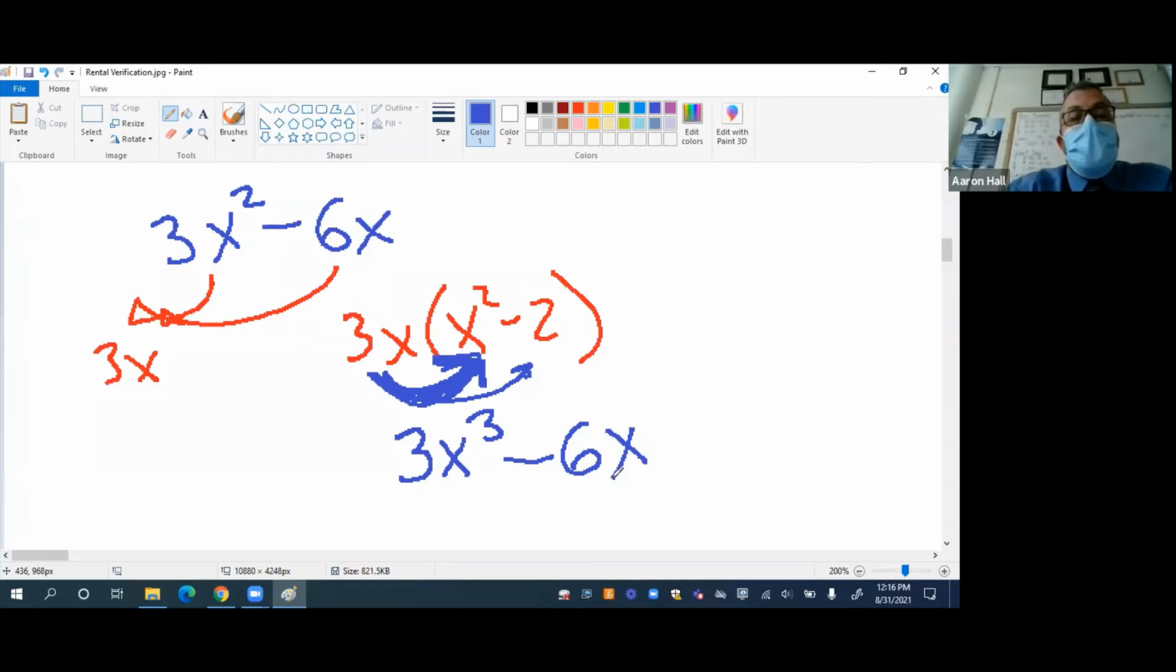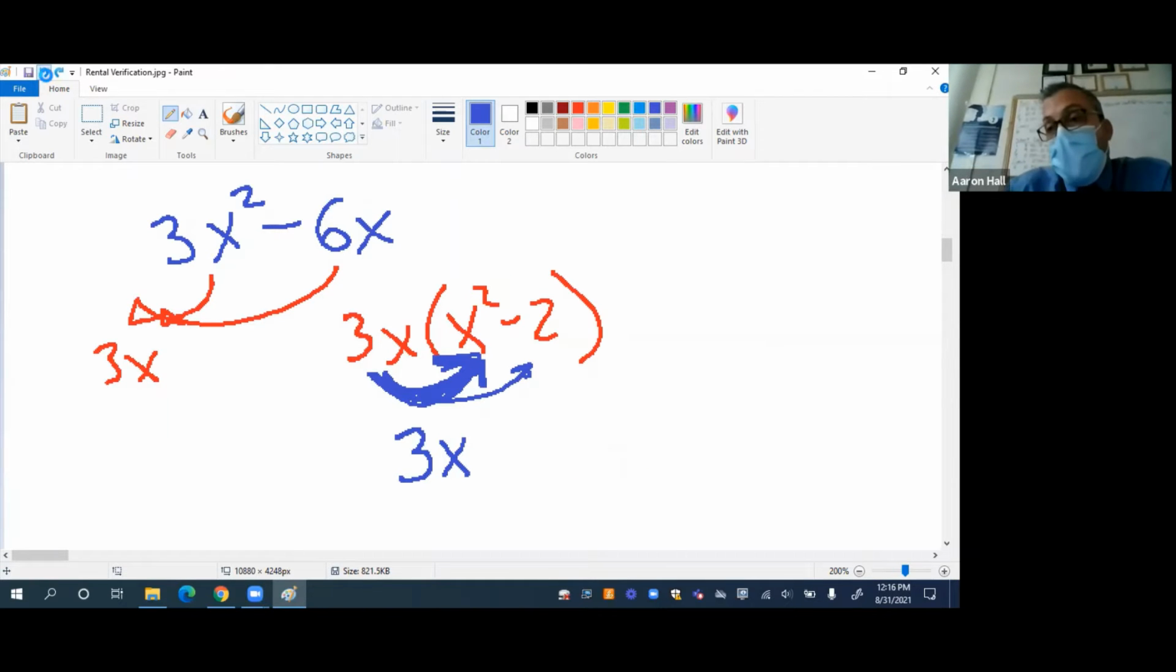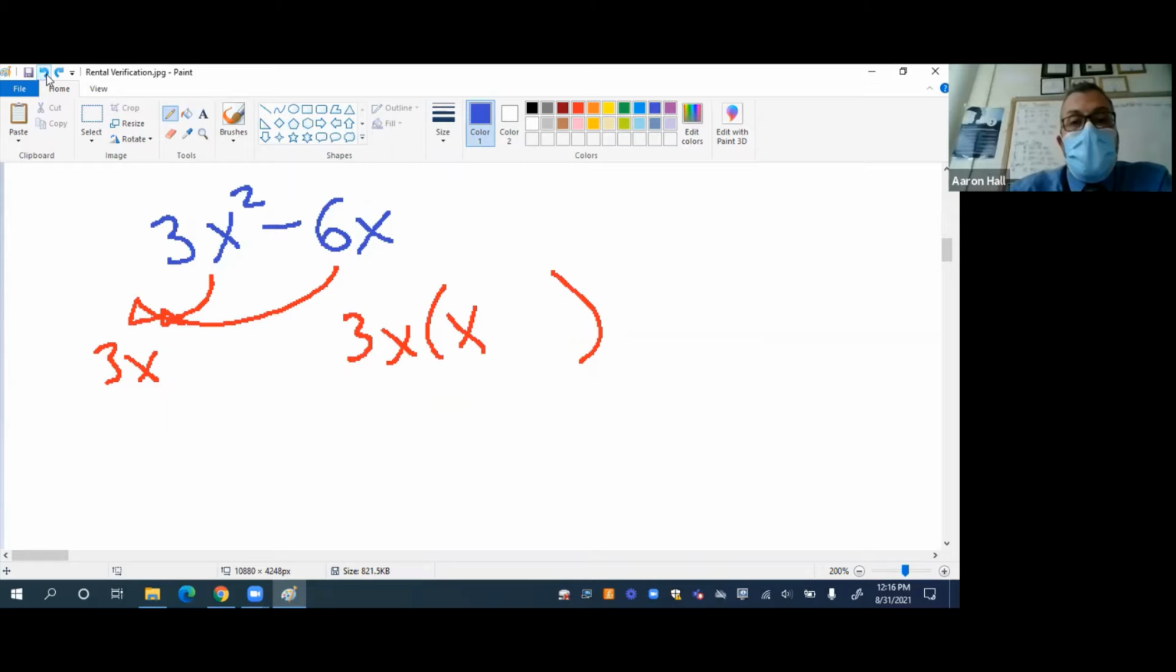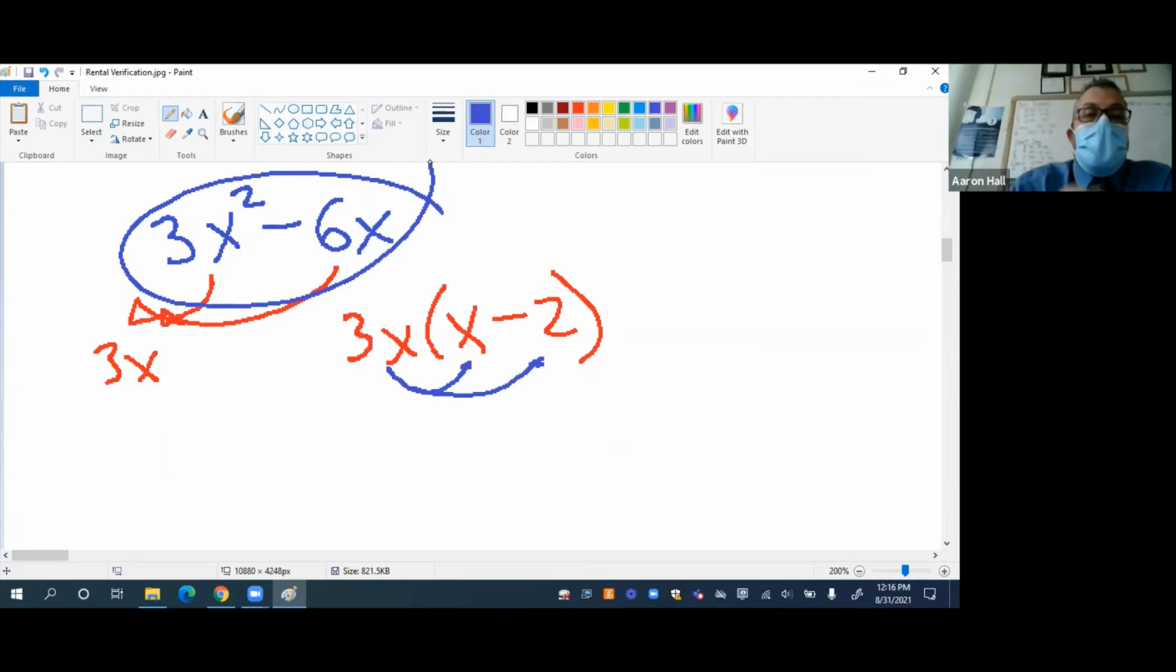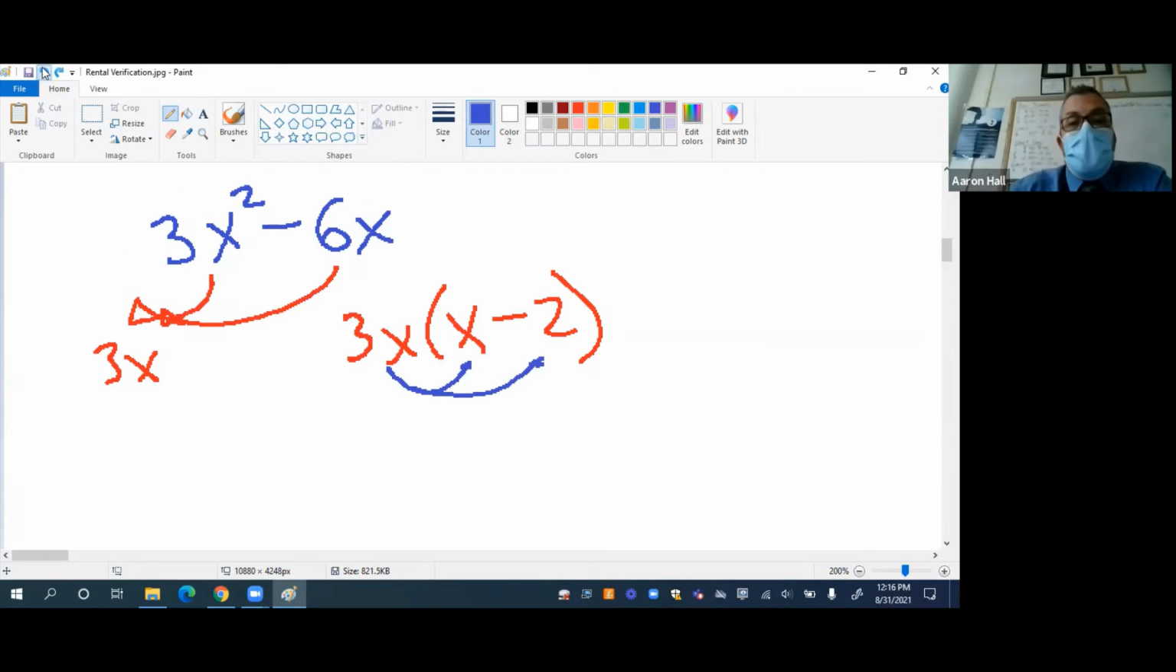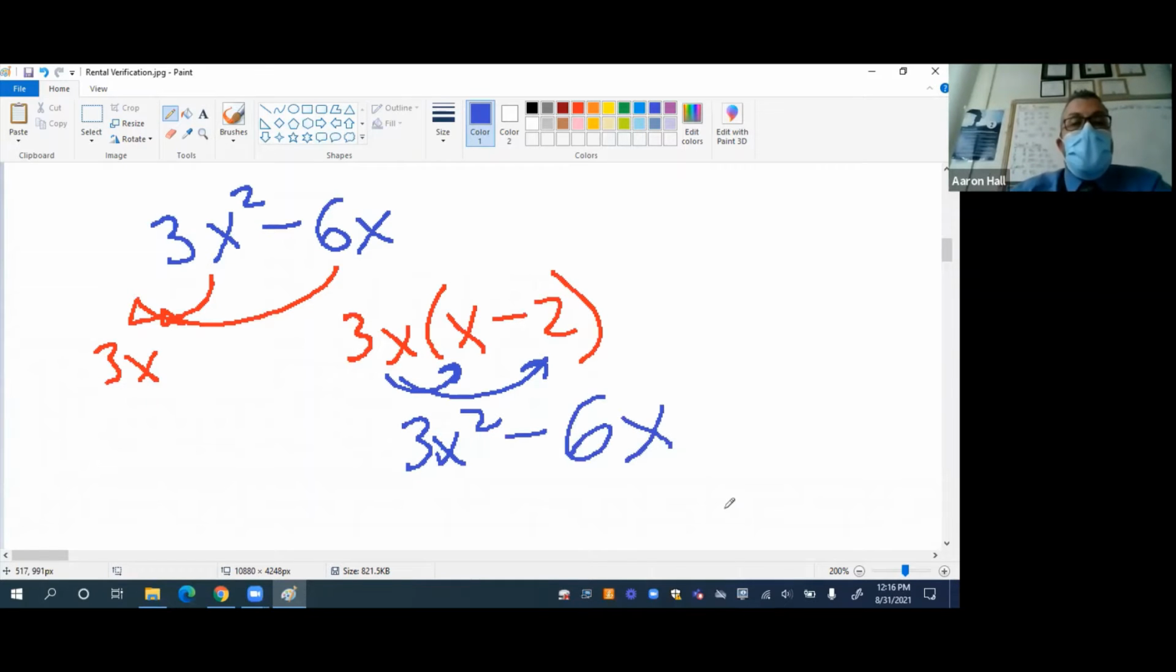No, you have to take an X out of both. I needed to take an X out of this one as well, so I did that one wrong. So I think it's really important to check our work to make sure that we did it right. Always distribute back. So what should go inside of the parentheses? X minus 2. Okay, now we're going to check again. We distribute back: 3x squared, and negative 6x. Yeah, it's the same thing. So we know that we did it right.